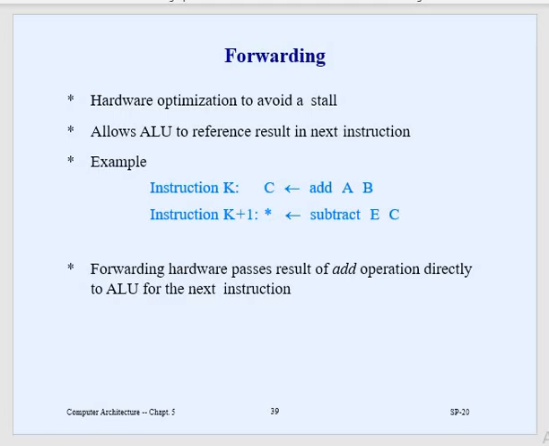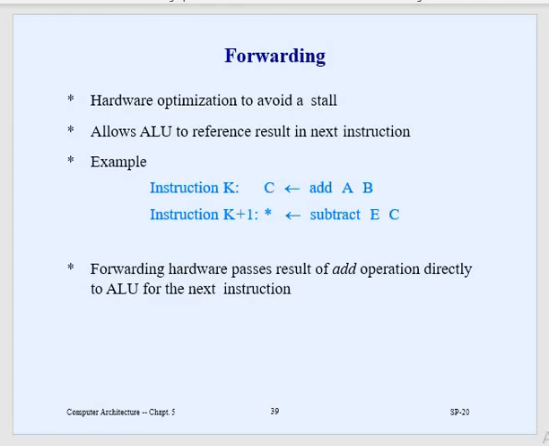Another way to minimize the stall is forwarding. Let's discuss what forwarding means. It is a hardware optimization to avoid a stall. How do we optimize the hardware? It allows the ALU to reference the result in the next instruction. Example: again the same instruction, add A and B and save the result in C, and instruction K plus 1 says subtract the content of C from E.